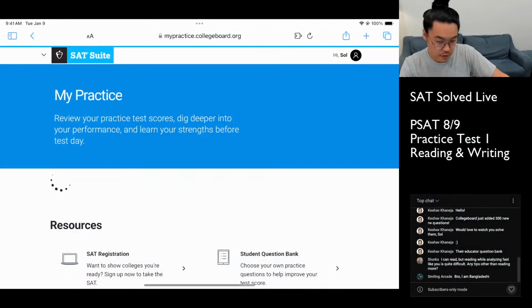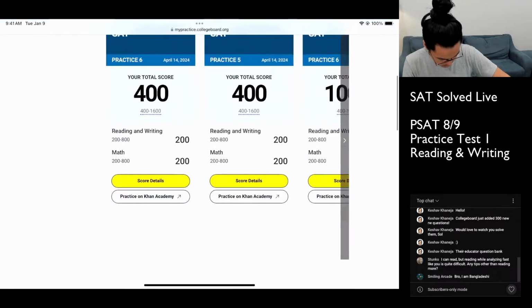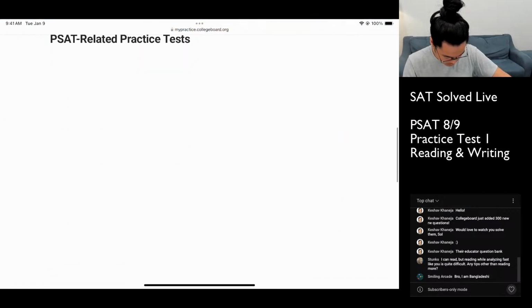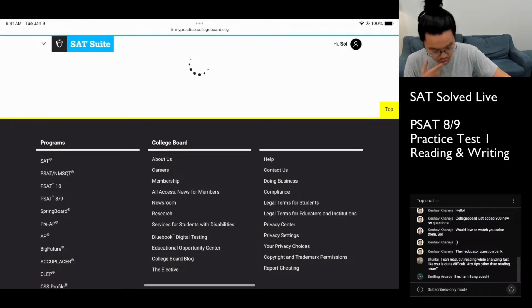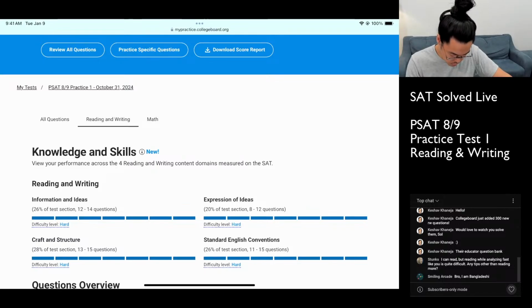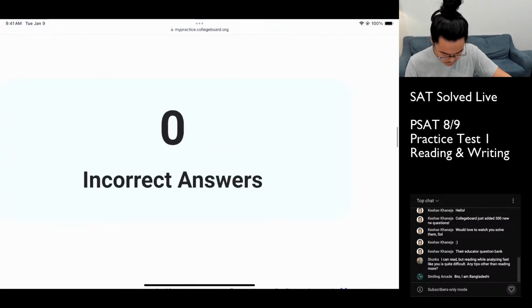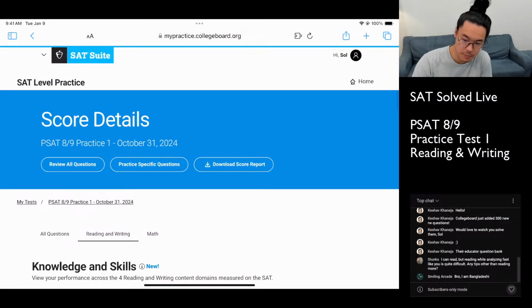Assuming I didn't get anything wrong, here we go. I should have a 720 if I got a perfect score. This is the SAT. I'm going down to PSAT. Where's PSAT? Load, please. 720. Perfect. Let me make sure I didn't get... Sometimes you can get a perfect score even though you got something wrong. So let me just double check that I got nothing wrong. I got 0 incorrect. 54 out of 54. Perfect score. Good job, Saul.